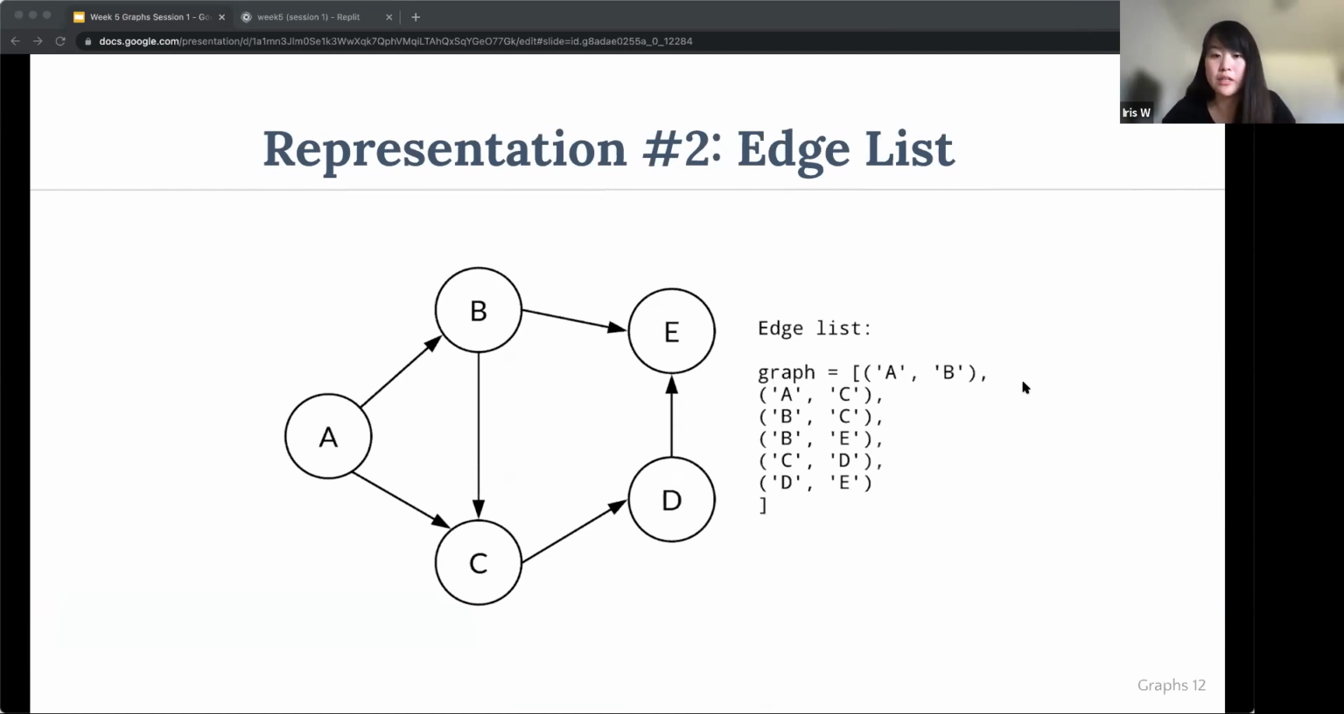And if it's an undirected graph, then the ordering of the pair really doesn't matter. That edge A to B, if it were undirected, could be represented with BA or AB, it doesn't really matter.